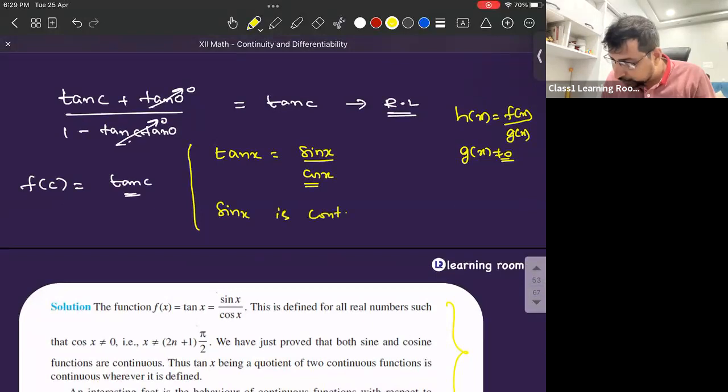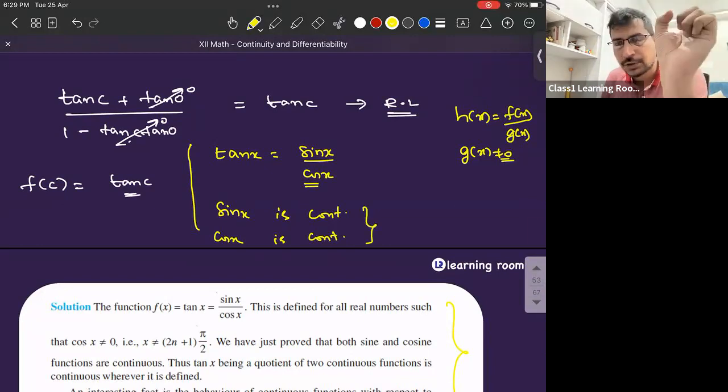Right, so what can you conclude? Sin x is continuous and cos x is continuous. When sin x and cos x both are continuous in the domain of the given function, can I conclude that tan x is also continuous according to the algebra? Guys, am I making sense? Are you able to understand what I'm trying to say?